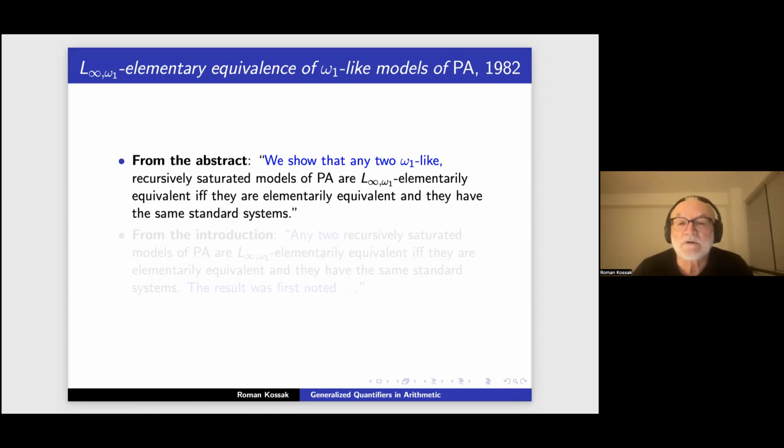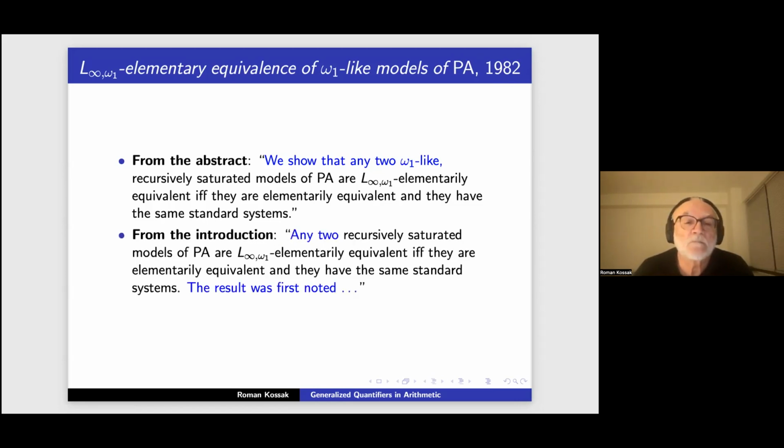But then I wrote an introduction, and in this introduction, I will let you read it on your own. I'm wondering about this ellipsis. Right. So something's clearly not right.